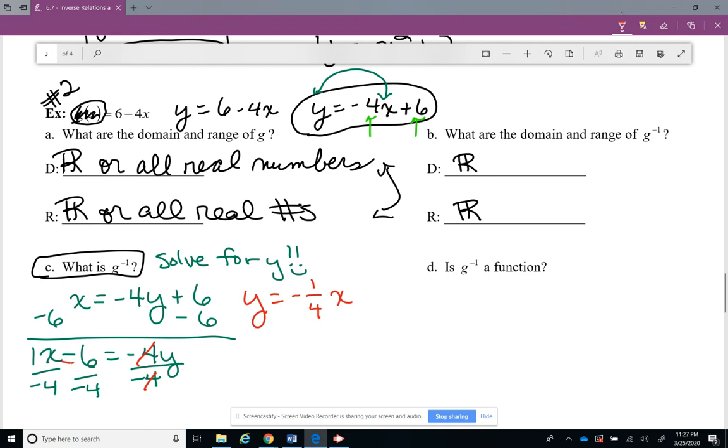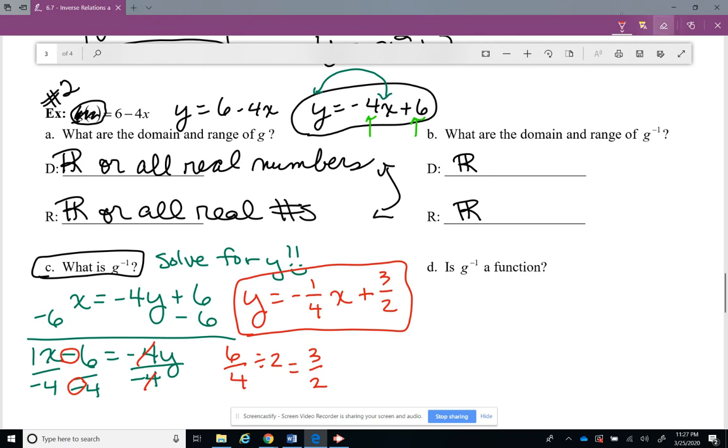Now, a negative divided by a negative is going to make this a positive. And I'm going to go ahead and reduce the 6/4. So I'm going to divide them both by 2. That's going to give me 3/2 plus 3/2. All right. That is g inverse. Now, I can erase this y, and I could put the inverse of g. That's supposed to be a negative 1. Let me make it look like a negative 1.